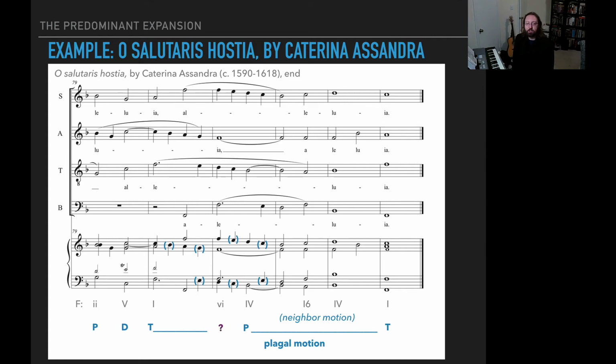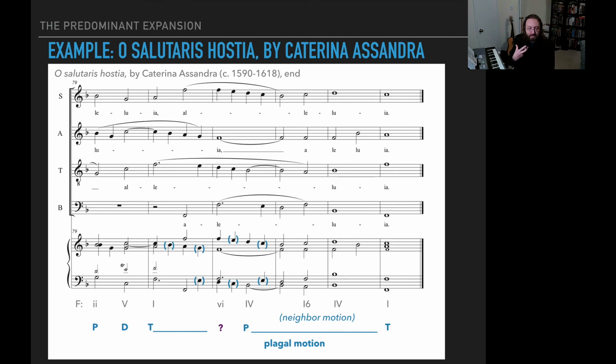There is a legitimate question as to whether this is a prolongation of the tonic area or the start of the predominant area. I think it makes sense to view it in either way. There is some ambiguity here. And whenever there's ambiguity in music, there is potent possibility for our own personal interpretation. So we have to make a call if we were conducting this or singing this or performing this.